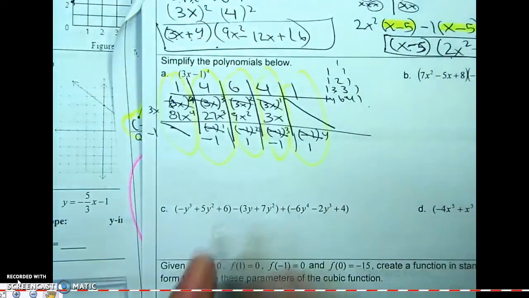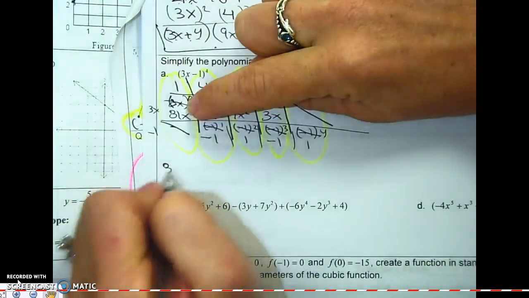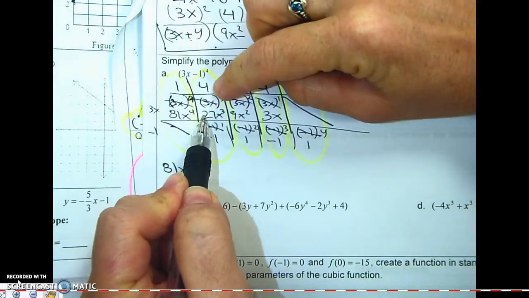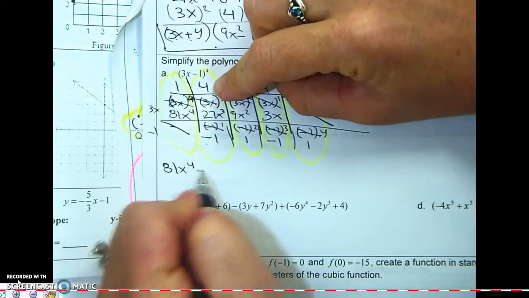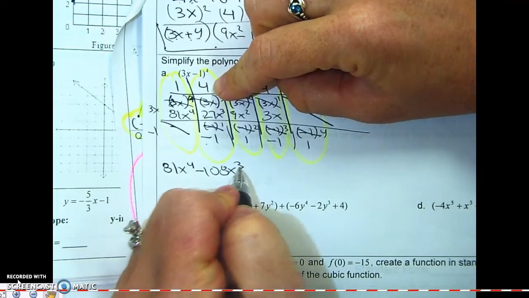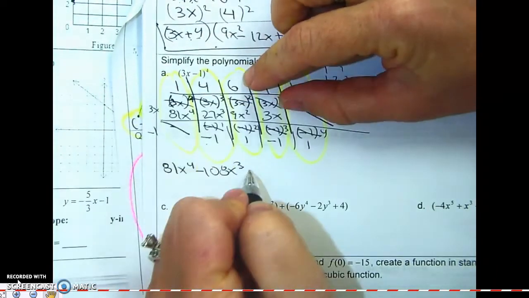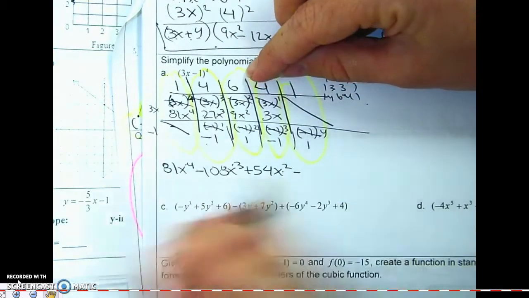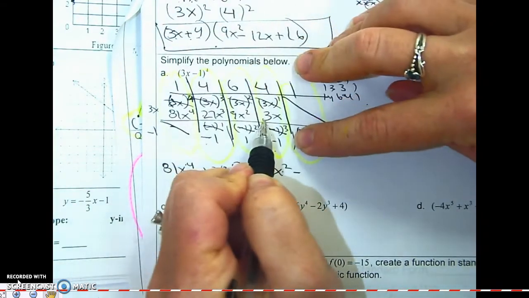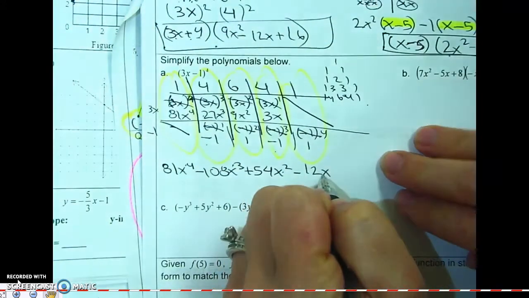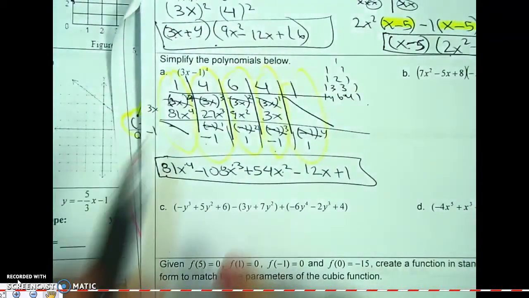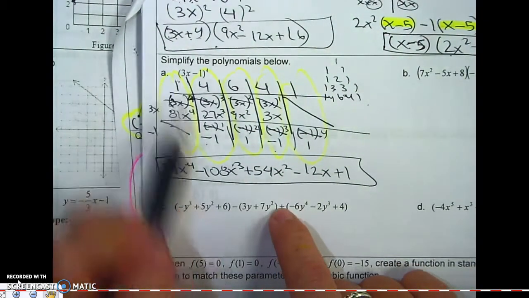Okay. When I do that, 1 times 81x to the 4th is 81x to the 4th. 4 times 27 is 108, but it's negative. 6 times 9 is 54 x squared, 4, 3, 2. Minus is what has to happen. 4 times 3 is 12, negative 12x, and then plus 1. Remember, to get the answer, or to make sure you're correct, take the problem and set it equal to the answer.